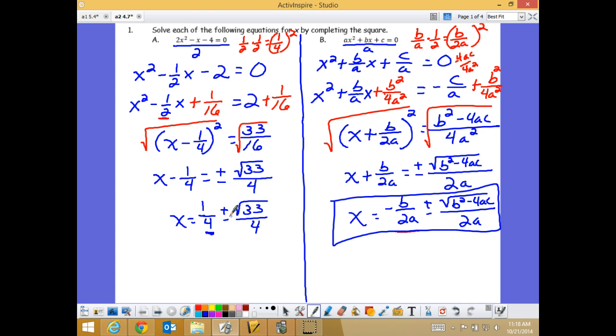And so in the next video, we're going to apply this quadratic formula. Make sure you write this down on the worksheet. We're going to apply that quadratic formula to actual quadratic equations.